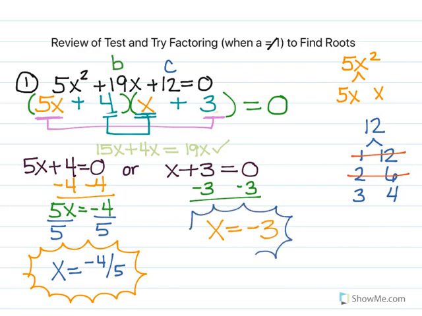So those are my two answers, negative 3 and negative 4/5, and those are the two x locations where this specific parabola will cross the x-axis. Okay, on to question 2.